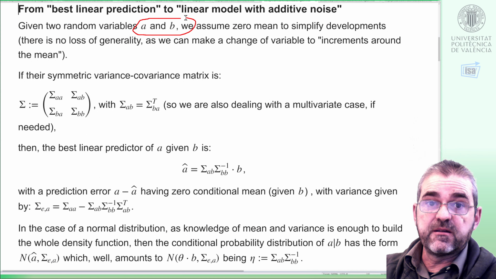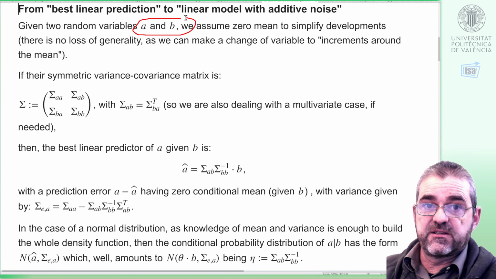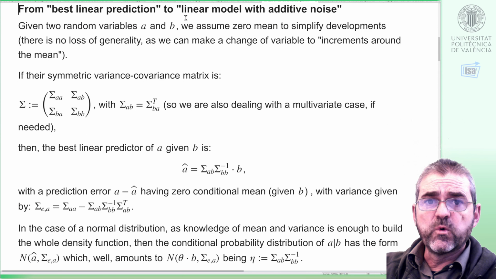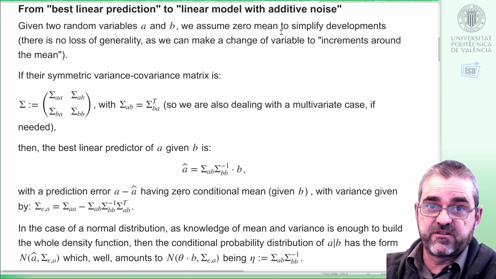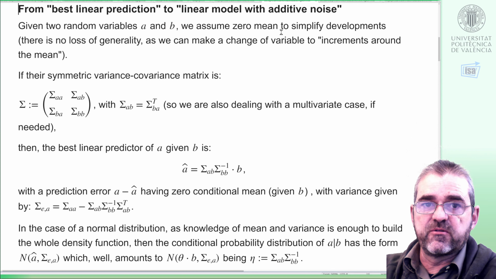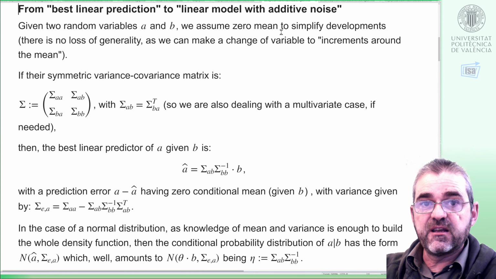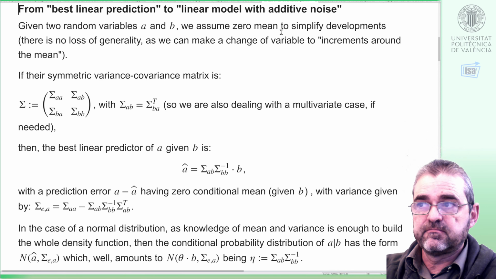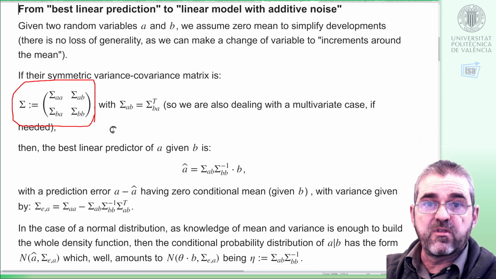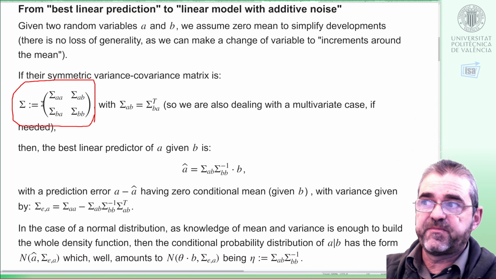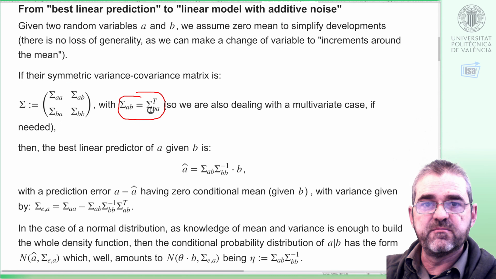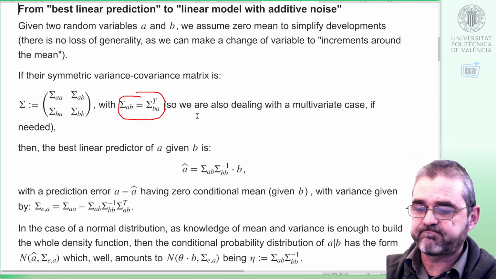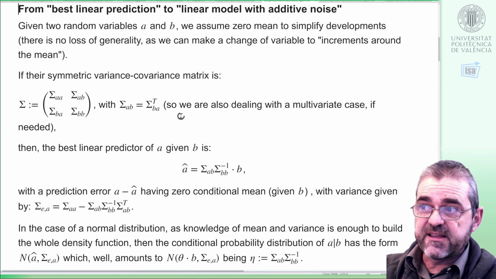If I have two random variables, or in the multivariate case, two vectors of random variables, we will assume zero mean, because if it's not zero mean, we just carry out a change of variable and speak about increments with respect to the mean. So if we know the covariance matrix, it's a symmetric matrix: the covariance between A and B is the transpose of the covariance between B and A. So we assume we know that.